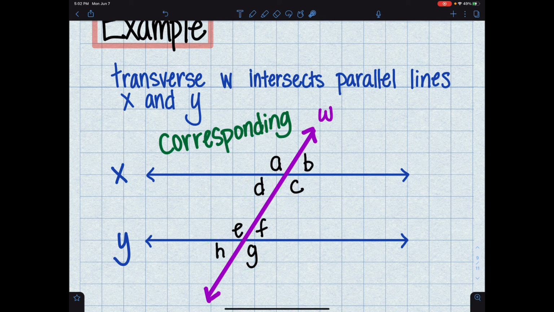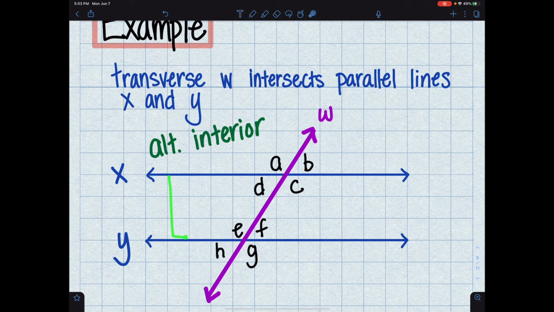Now it says, name the pairs of alternate interior angles. Alternate interior. So remember, interior means like if you made a box out of these parallel lines, it's going to be on the inside of the house. Alternate means it's on opposite sides of this transversal line. So alternate interior angles, and if you're acute, you're going to be cute in the parallel universe. So D and F are alternate interior angles. Also, E and C are alternate interior angles.